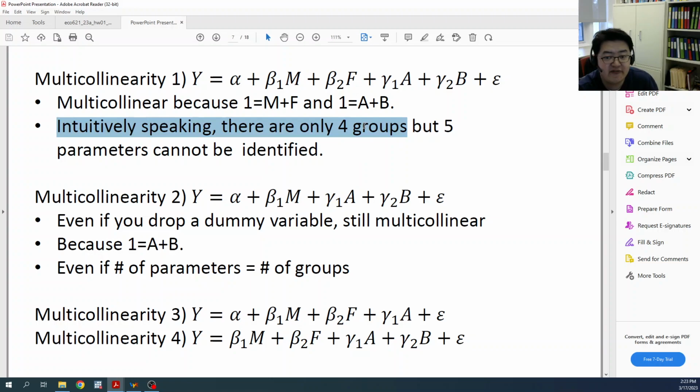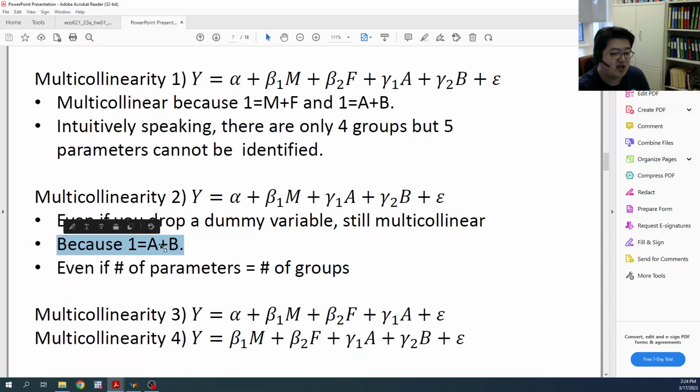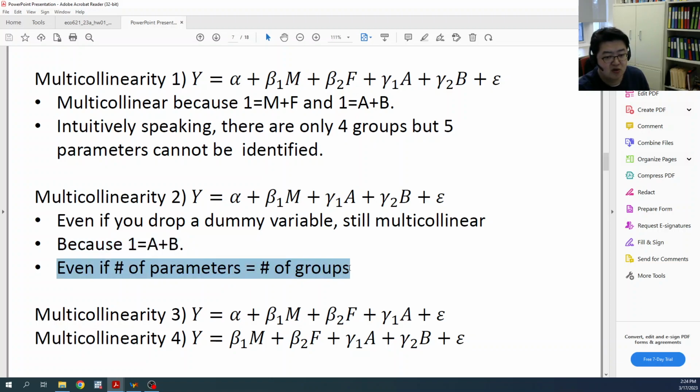If this condition fails, identification fails. However, even if this condition holds, that doesn't imply identification holds. So it is just a necessary condition, not a sufficient condition, right? A more rigorous way to show identification is using the definition of multicollinearity. So even if this is true, identification fails.